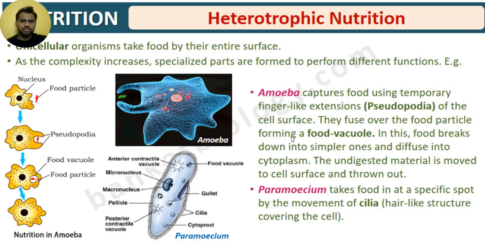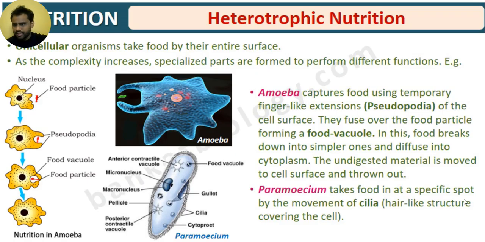They fuse over the food particle, forming a food vacuole. In this, food breaks down into simpler ones and diffuses into cytoplasm. The material that is undigested is removed to the cell surface and thrown out. So this entire thing we have to understand, and we should be able to write this in exam if it is asked. Now let us see paramecium.